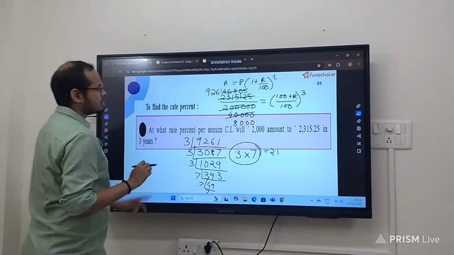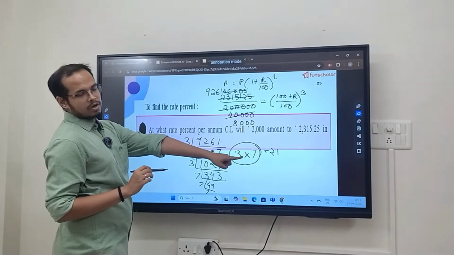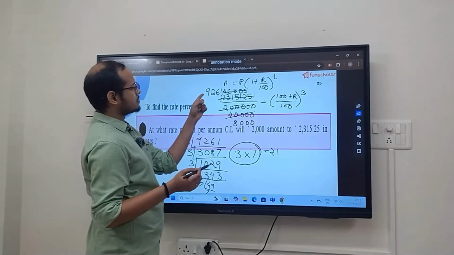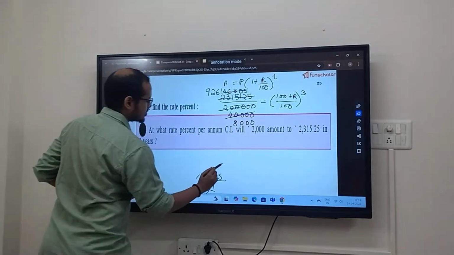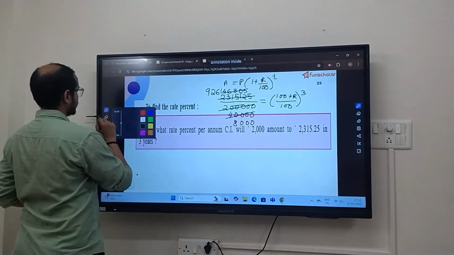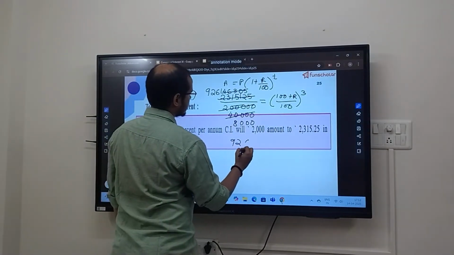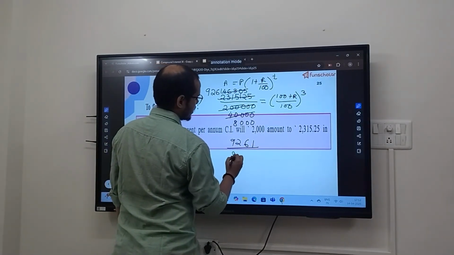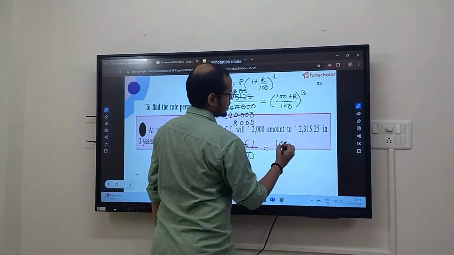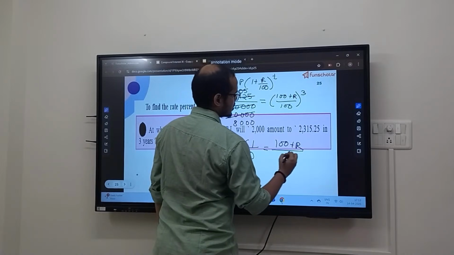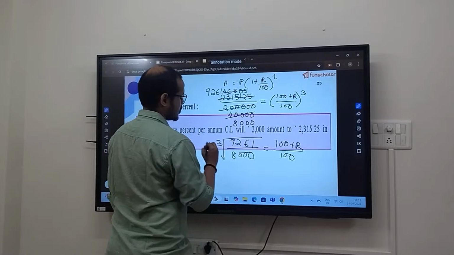So we have already found out that this number is actually the cube root of nothing but 21. So 21, if you are cubing it, we are going to find out 9261. Let's cancel this out. So 9261 divided by 8000 is equal to 100 plus r by 100, this whole cube.